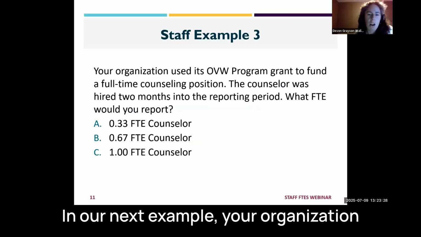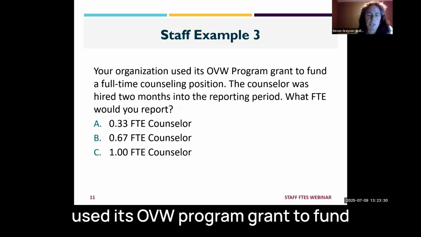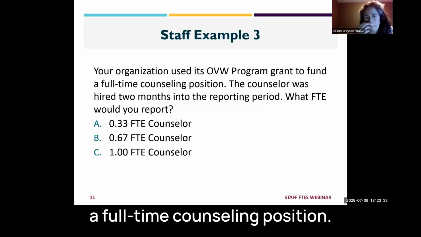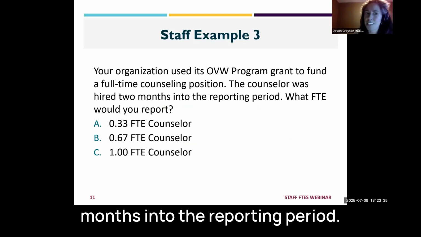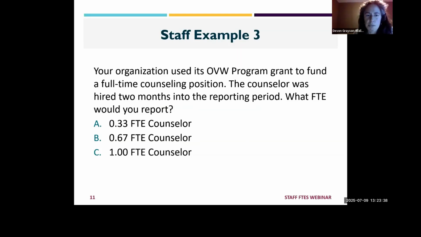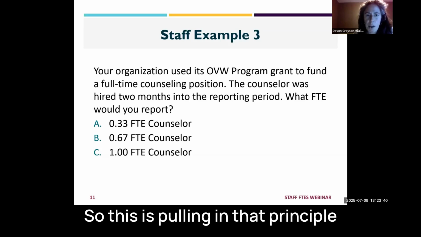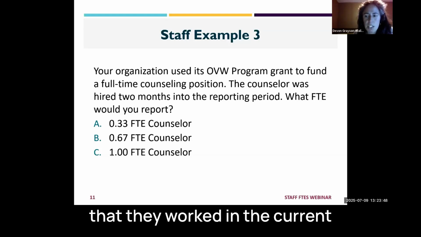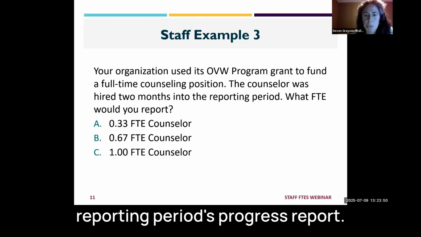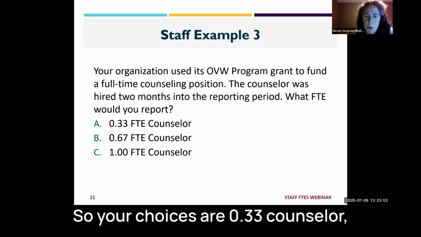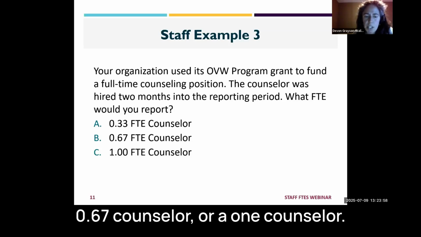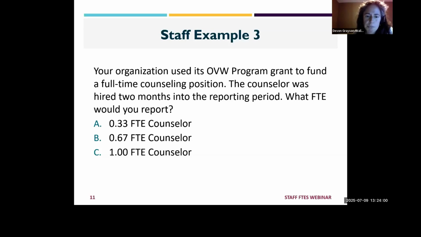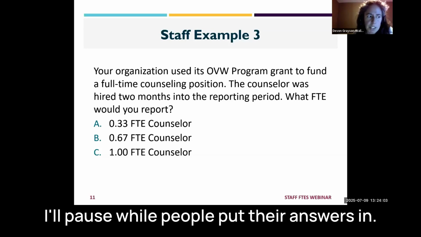Okay, in our next example, your organization used its OVW program grant to fund a full-time counseling position. The counselor was hired 2 months into the reporting period. So this is pulling in that principle of only including the period of time that they worked in the current reporting period's progress report. So your choices are 0.33 counselor, 0.67 counselor, or 1 counselor. I'll pause while people put their answers in.